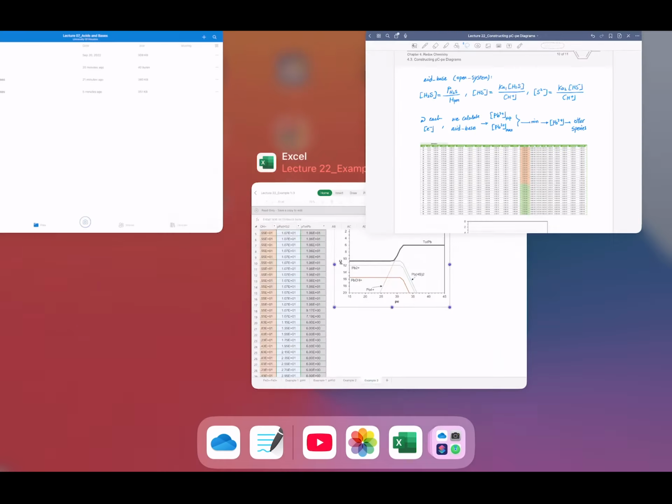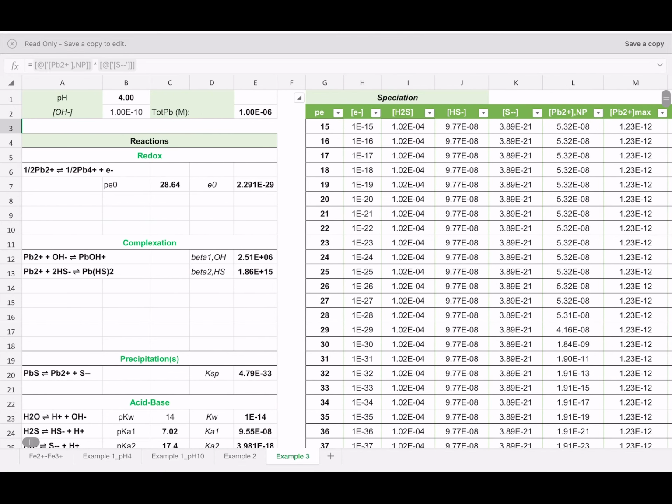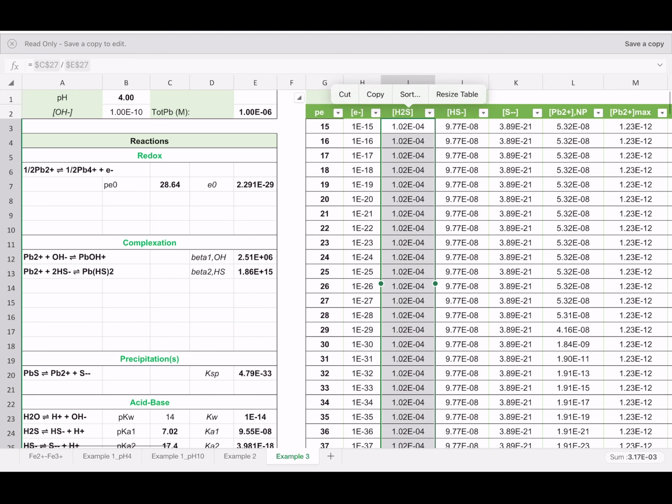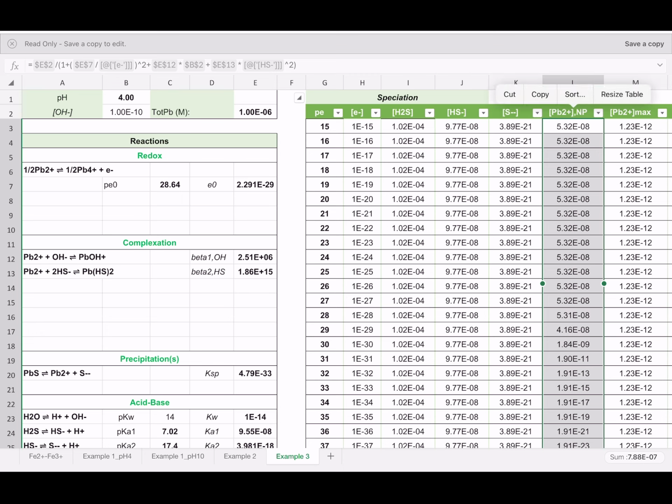So if we take all of them into the Excel file, then it would be something like this. The activity of electron is changing. The first thing we calculate for acid base, as I mentioned, is basically fixed because H2S is fixed and pH is fixed. And pH is actually 4 in this case. So was it 4 also? Yeah, pH was 4. So then no precipitation.